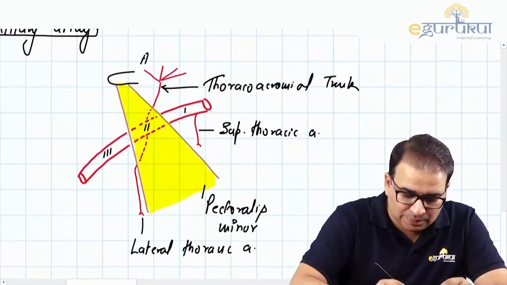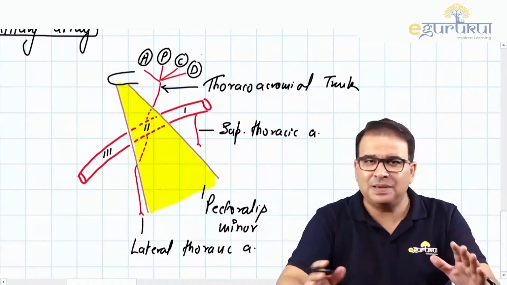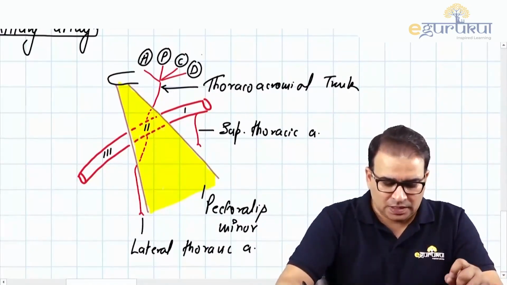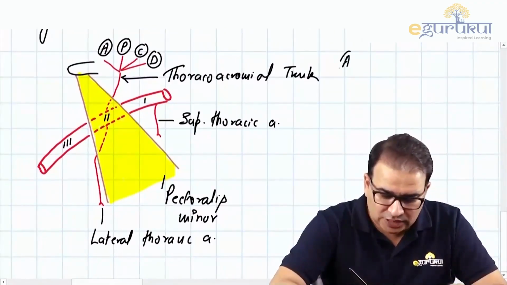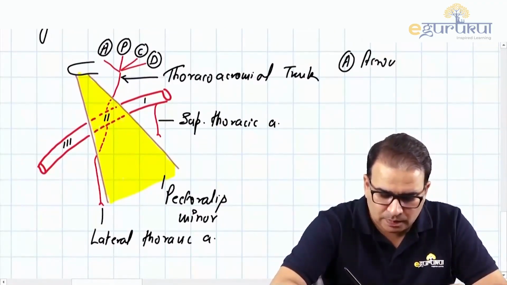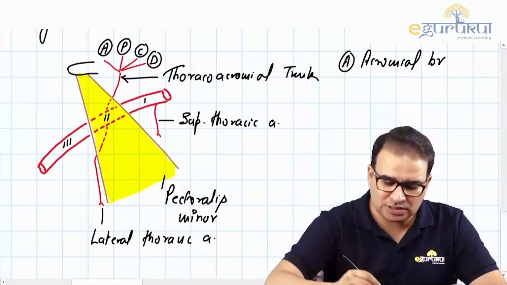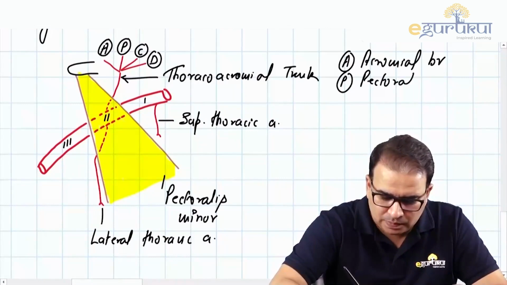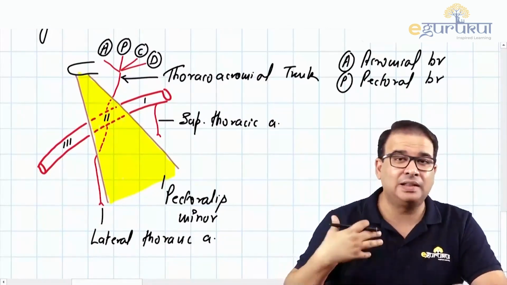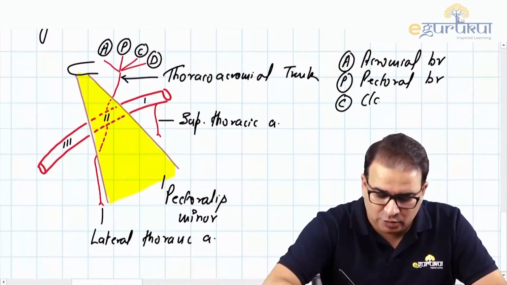And those 4 branches can be remembered as A, P, C and D. Not A, B, C, D, A, P, C, D is the right way to remember it. So 4 branches of the thoracoacromial trunk. Let me write it for you. A stands for the acromial branch, so you will see a branch of this artery going toward the acromial process. P stands for the pectoral branch. The pectoral branch also supplies the mammary gland and the pectoral muscle. C is for the clavicular branch.